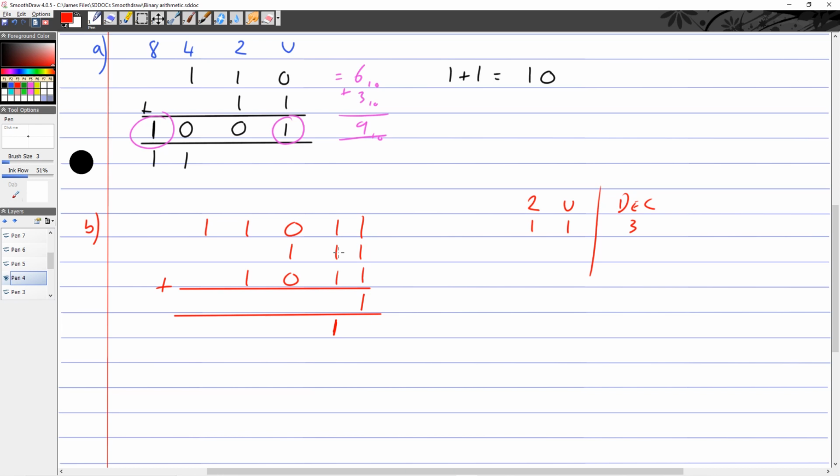And now we have 1 plus 1 plus 1 plus 1, which is 4. But remember 4 in binary looks like this. So 1 plus 1 plus 1 plus 1 is 4, looks like that. So we have 2 zeros and we carry the 1. Next column, 0 plus 1 plus 0 plus 0. Well, that's easy. That's just 1.